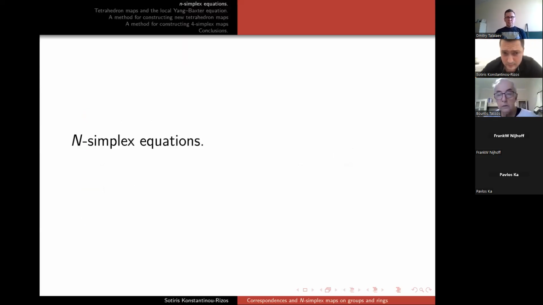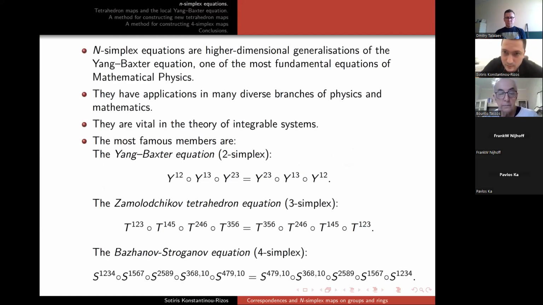So what are n-simplex equations? N-simplex equations are just higher-dimensional generalizations of the famous Yang-Baxter equation, and they appear in many diverse branches of physics and mathematics, pure and applied. However, this is an integrable systems talk, so the basic interest to us is that they are strictly related to continuous and discrete integrable systems.